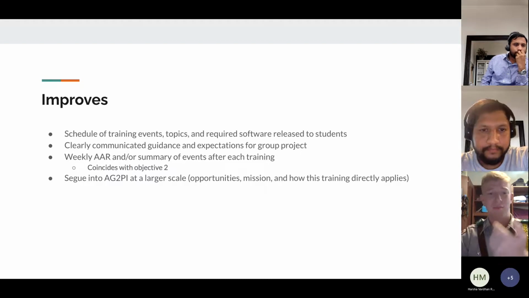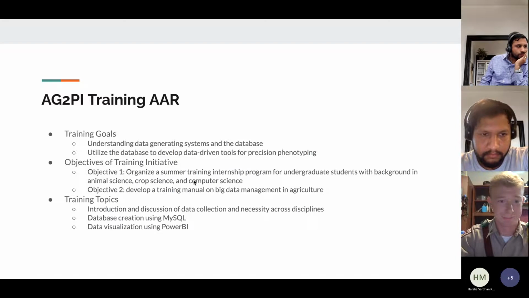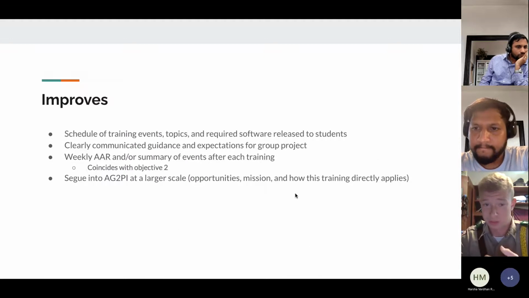Also, weekly AAR, after action review or summary of events after each training would have been nice. That coincides with objective 2, develop a training manual on big data management in agriculture. Perhaps you could release that to the students week by week as we do it.